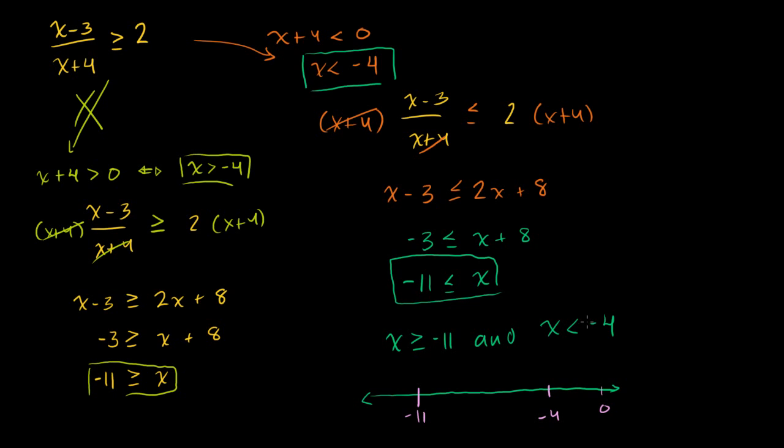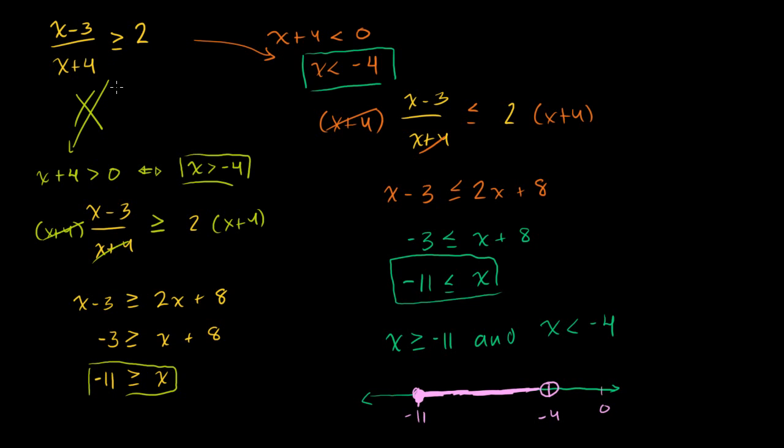Remember, we can never be equal to minus 4, because that would make this undefined. So we have to be less than minus 4. So we don't include minus 4. But we have to be greater than or equal to minus 11. So we can't go less than minus 11. But we include the minus 11 because this was greater than or equal to. So anything in this range, where I've shaded it in, will satisfy that equation over there.